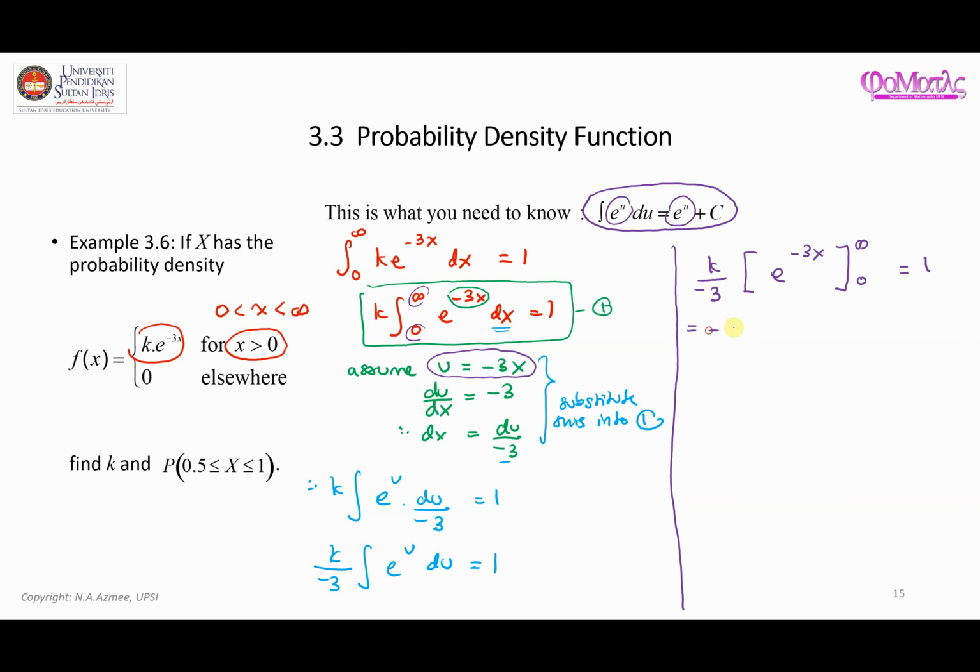Then I can have negative k over 3. I'm going to express this in terms of a positive exponent, so it will be 1 over e^(3x). So we get rid of the negative sign, with limits infinity and 0.